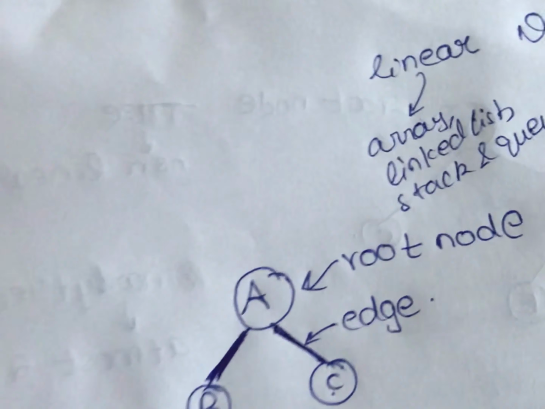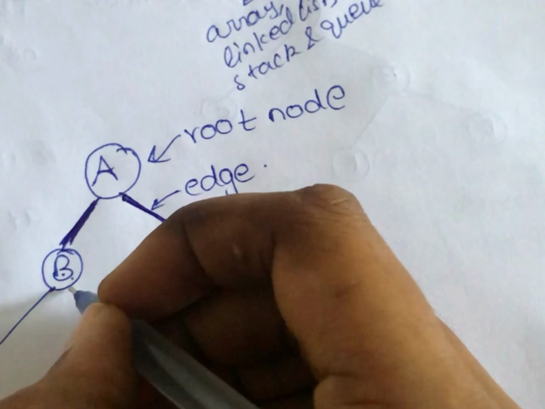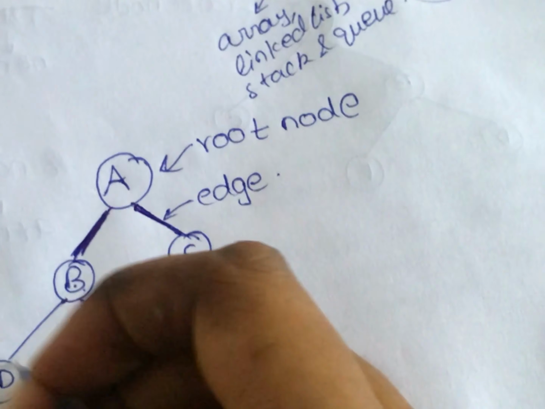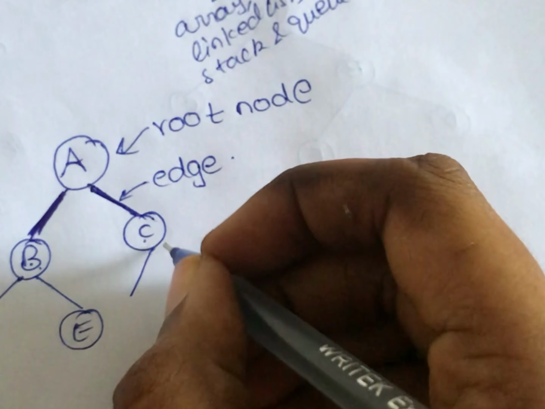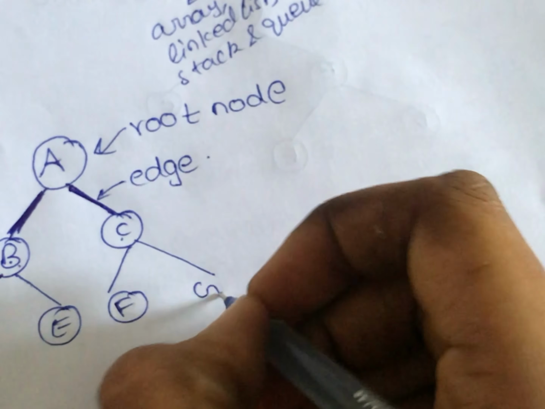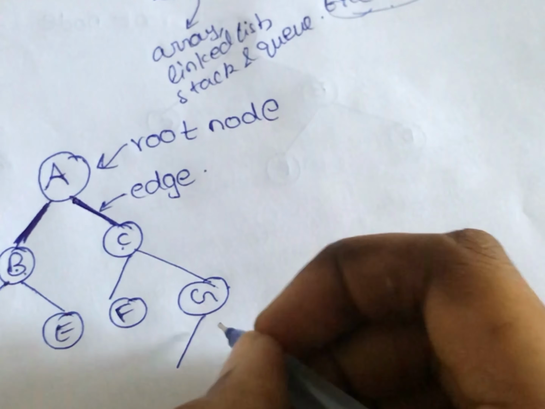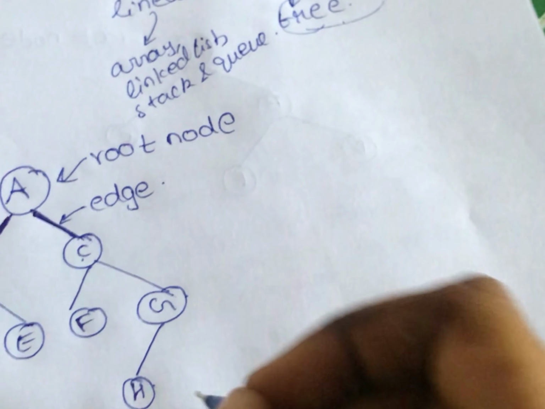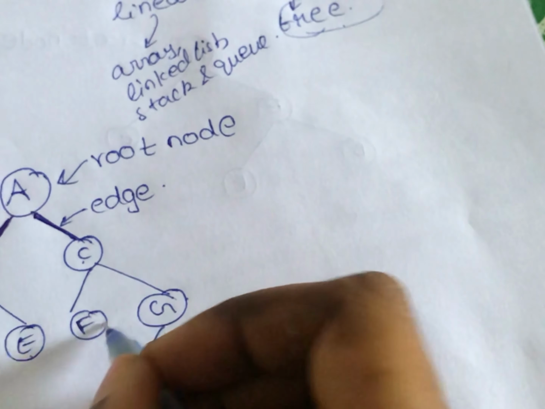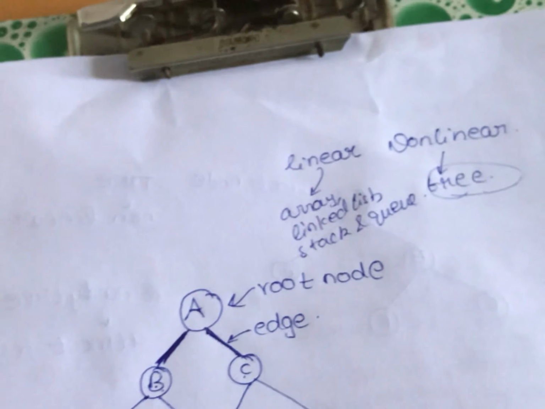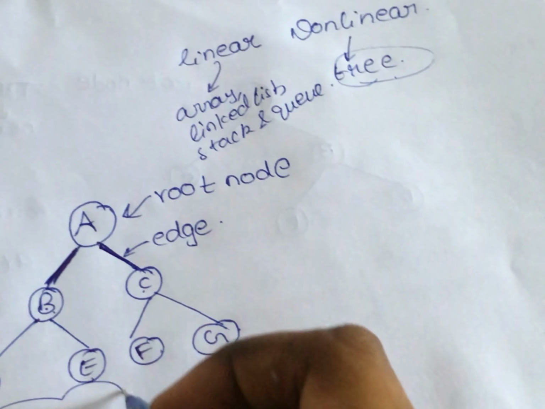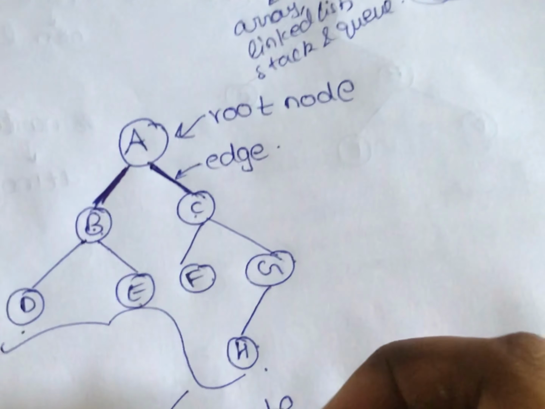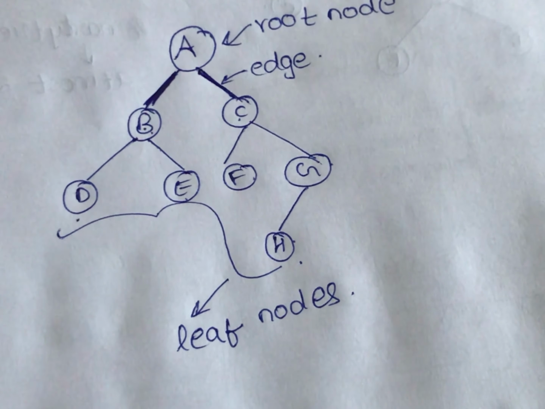Again, let us design a binary tree in which B has two children. Let it be D and E, and C has F and G. Let G have a left node called H. Since D, E, F, H do not have any children, these are called leaf nodes. Leaf nodes are the nodes which do not have any children.